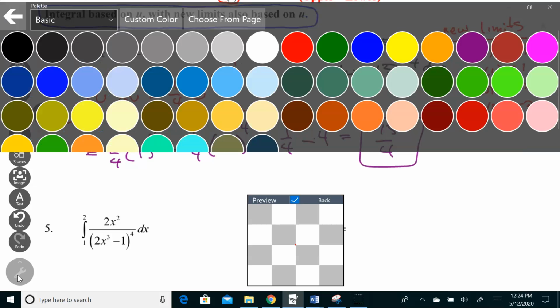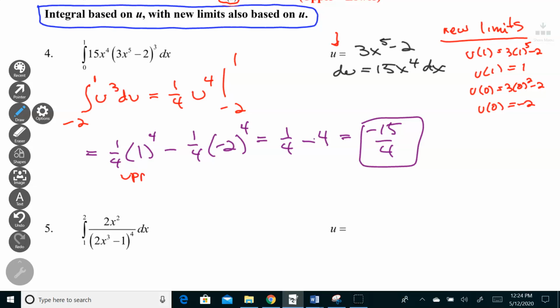Again, I did my upper minus my lower. I got the same result as what I did on number 1, but I had to do a lot less substituting back and forth and calculating and this and that. Changing your limits saves you, I would say, 2 or 3 steps.